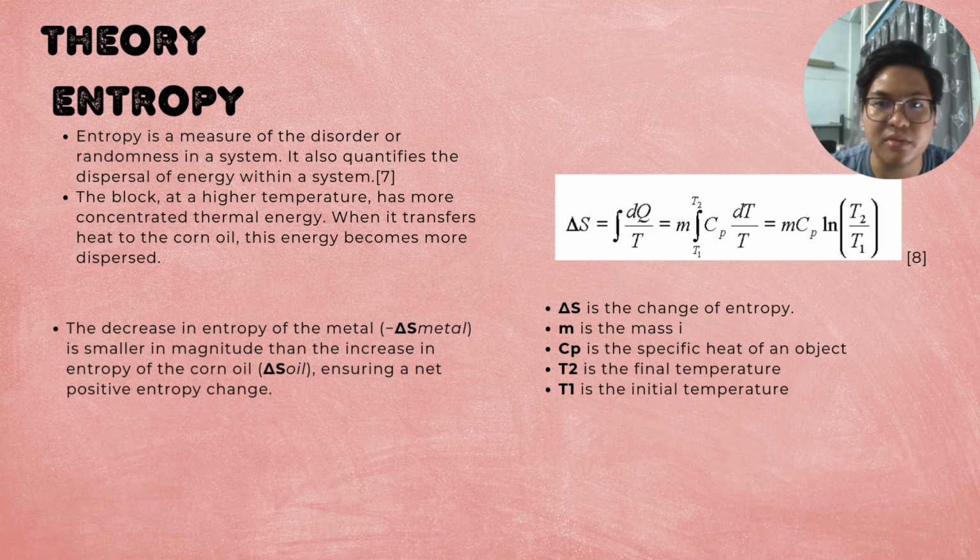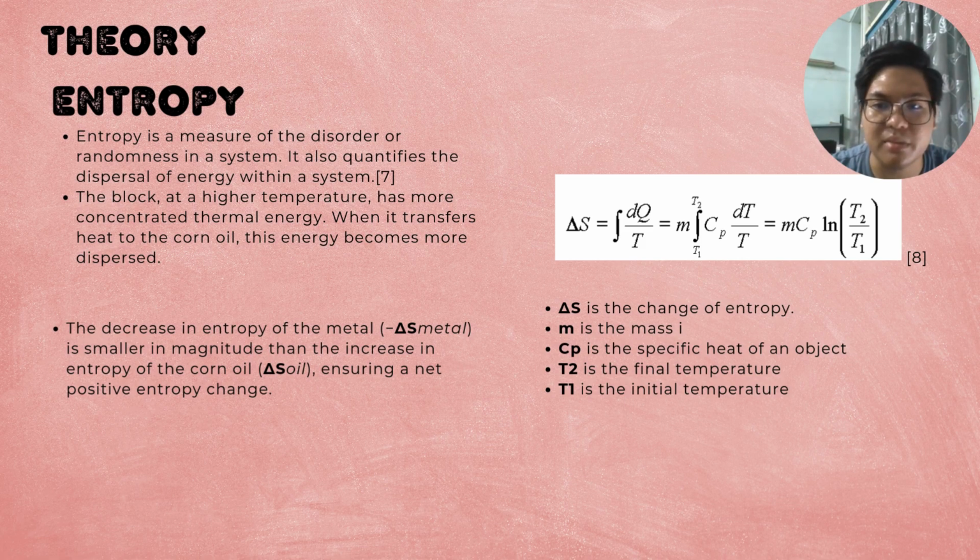So the formula for the entropy is ΔS equals mCp ln(T2 over T1). ΔS is the change of entropy, m is the mass, Cp is the specific heat of an object, T2 is the final temperature, and T1 is the initial temperature.